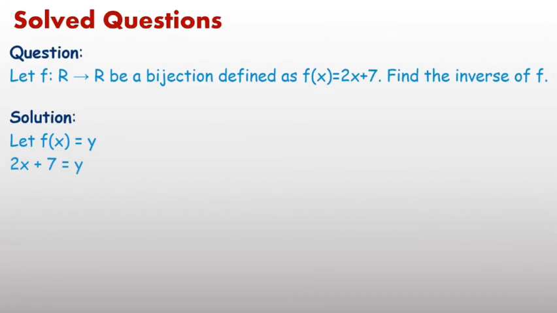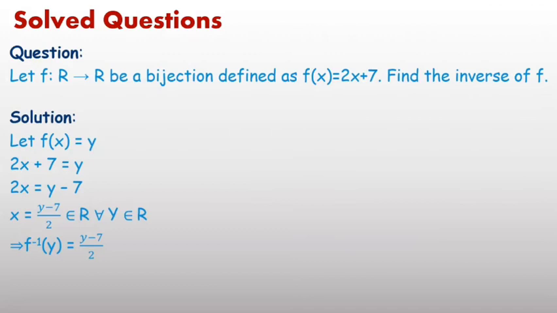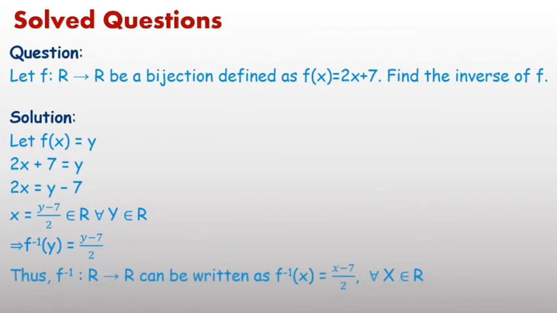Let f(x) equal y as the first step. Put the value of f(x) from the question, meaning 2x plus 7 equals y. Find the value of x, and in place of x write g(y) or f inverse of y. f inverse of y equals (y minus 7) upon 2, which is the inverse of the given function. So if f(x) equals 2x plus 7, then f inverse of x equals (x minus 7) upon 2.